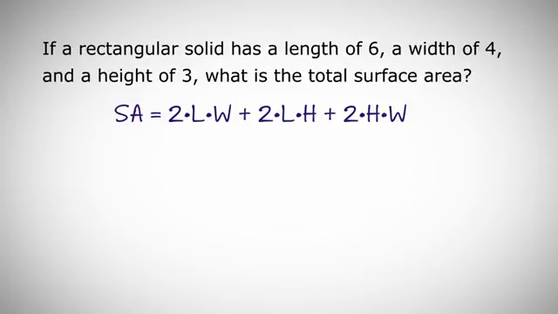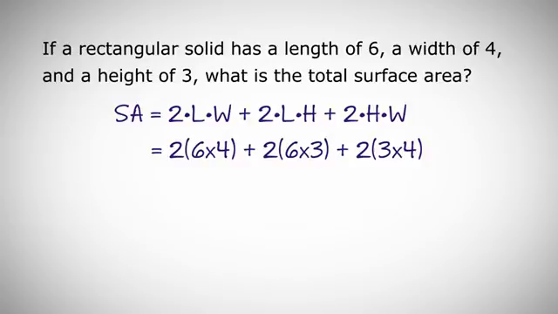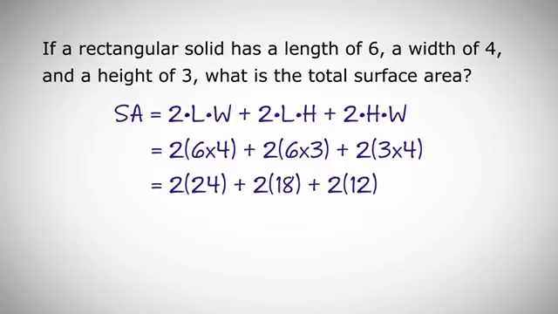So our surface area is going to equal 2 times our length times width. So with a length of 6 and a width of 4, plus 2 times length times height, length of 6 and height of 3, plus 2 times height times width, height of 3 and a width of 4. And now we do our math. 2 times 24 plus 2 times 18 plus 2 times 12 equals 48 plus 36 plus 24, which is all equal to 108.